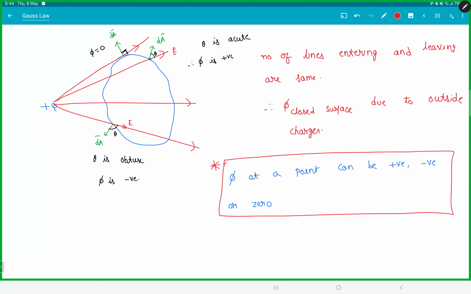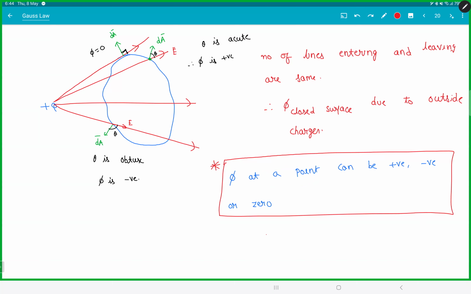And I have seen people doing that: the charge Q is placed outside, find the flux at a point on a closed surface. People will not read the words "at a point." They just remember one thing: charge is outside, flux is zero. They'll mark it and come without thinking. You're getting it? So be careful. Flux at a point is different from flux on a closed surface.